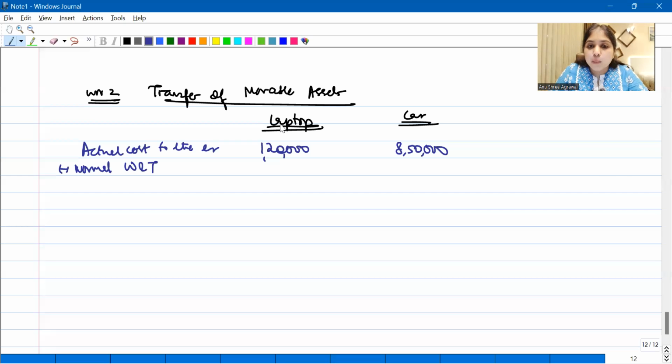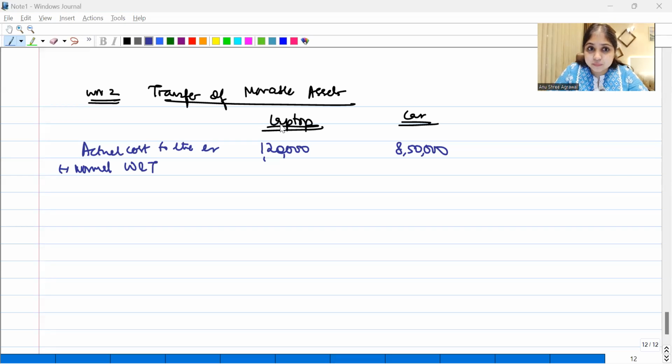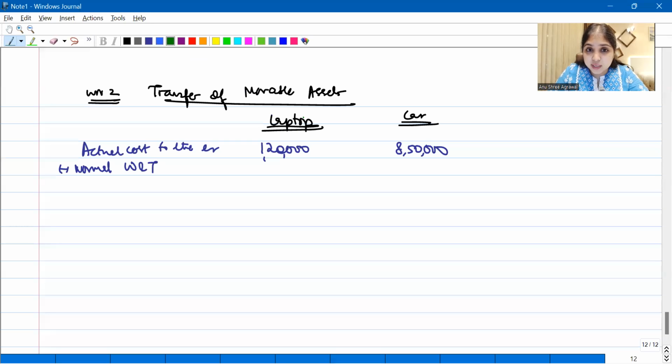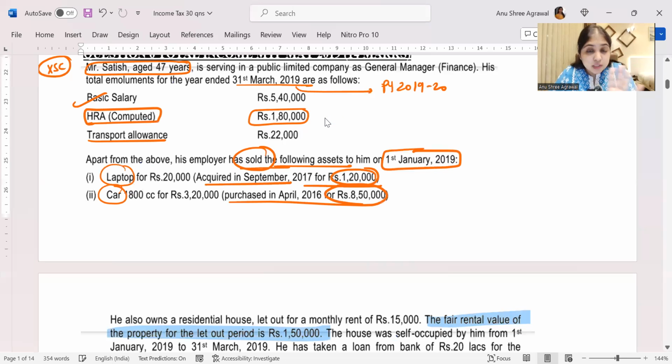Now tell me, laptop normal wear and tear will be at what rate? This is going to be at 50%. 50%, what method? WDV method. For car, it's going to be at what rate? Motor car, it's going to be 20%, WDV. But then we calculate wear and tear only for completed years, guys. Only for completed years, which means no fraction.